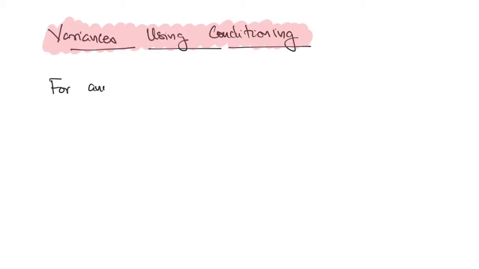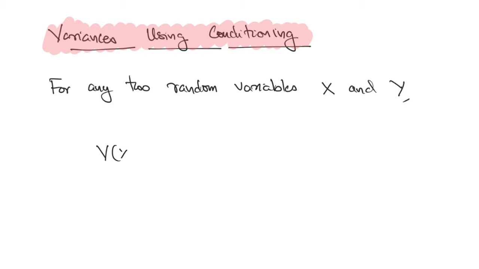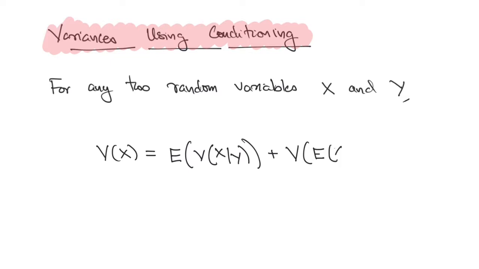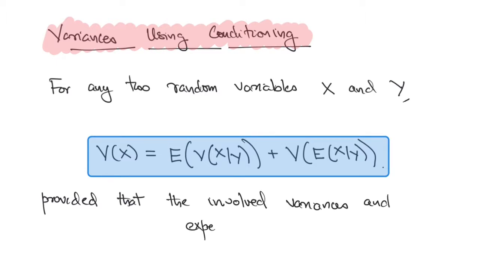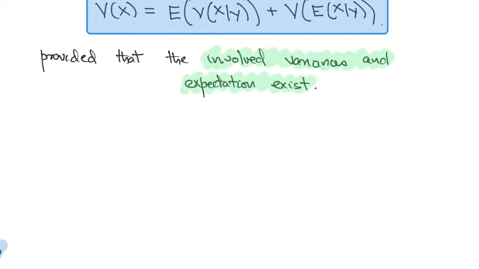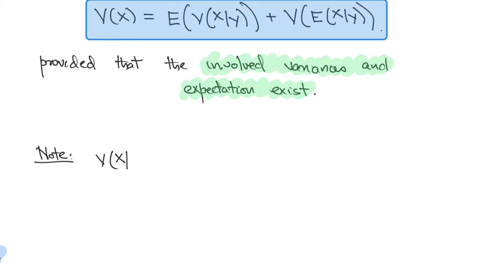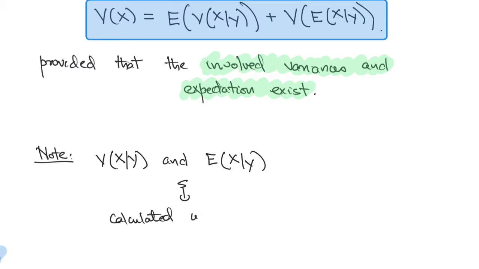We will next work with a formula that lets us calculate variances using conditioning. For any two random variables X and Y, we have the variance of X equal to the expected value of the variance of the conditional distribution X given Y plus the variance of the expected value of the conditional distribution X given Y. Note that this formula works as long as all the involved variances and expected values exist. Also notice that the variance of X given Y and the expected value of X given Y are calculated using the conditional distribution for X given Y.